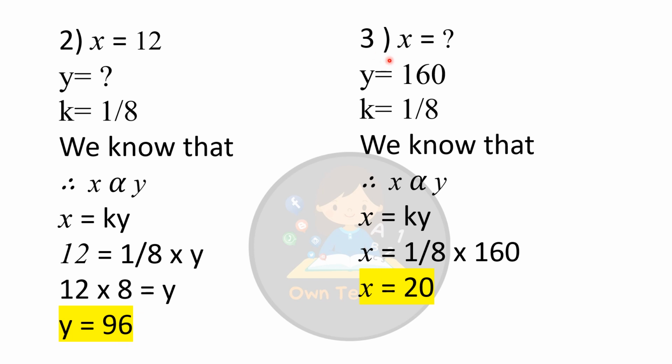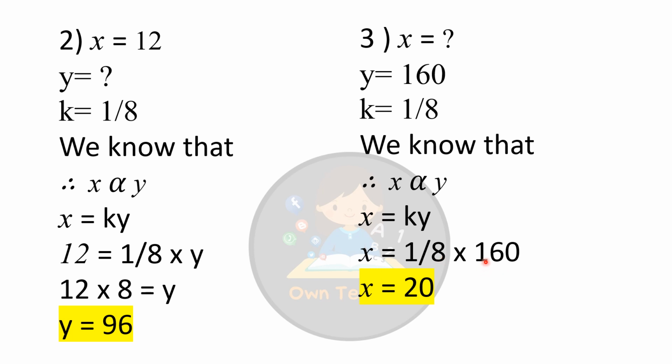The next example, y is equal to 160. Here cost is given and we have to find out number of apples, that means x. So k is equal to 1 by 8. We know that here x is directly proportional to y, that means x is equal to ky. So we will put here the value. x is equal to value of k, 1 by 8, into value of y, 160. So 1 by 8 into 160. So we will divide here.